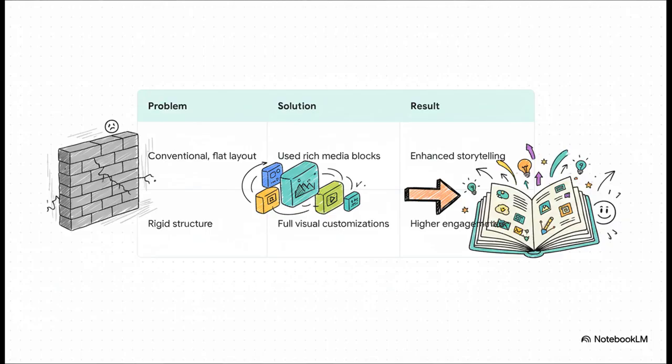So their problem was pretty common. They had a very conventional, kind of flat layout that came with their old classic theme. It was boring. By switching over to a block theme, they could suddenly use all these rich media blocks to weave beautiful images and videos right into the flow of their stories. And the result? A blog that was way more visually interesting, which led to much better storytelling and, you guessed it, way higher reader engagement.